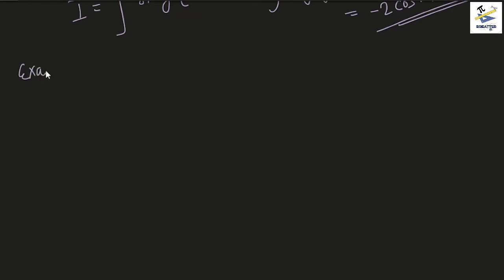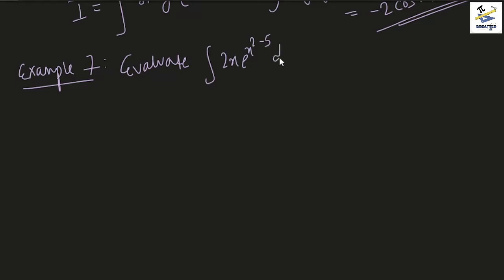Example 7. I will try to do this as much as I can so that you get the idea of the method of substitution completely, and if you have any trouble in evaluating derivatives, please go back to the last videos to find out how to evaluate a certain derivative or how to do complex derivatives as well. Okay, so example 7, evaluate the integral of 2x e to the power x square minus 5 dx.